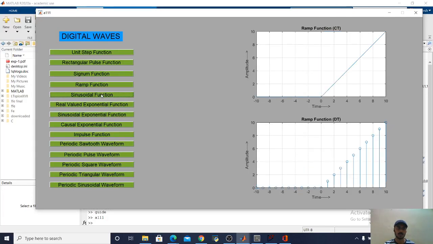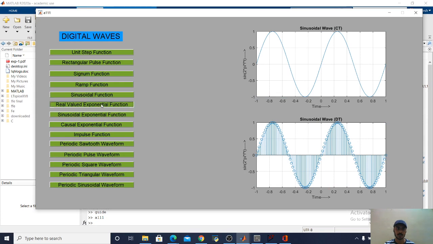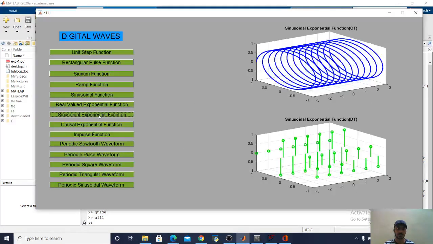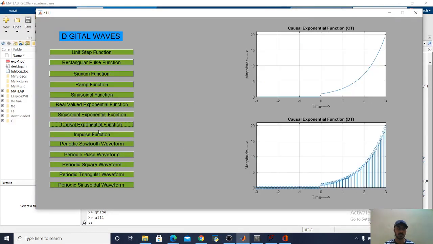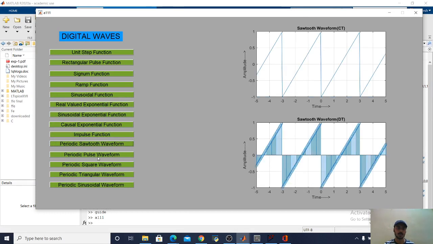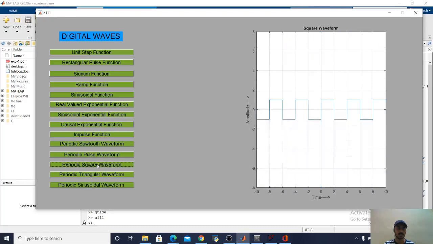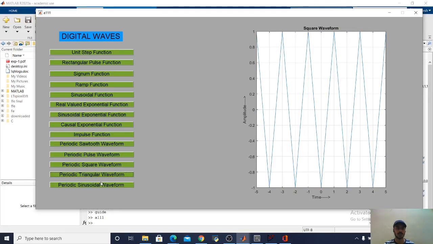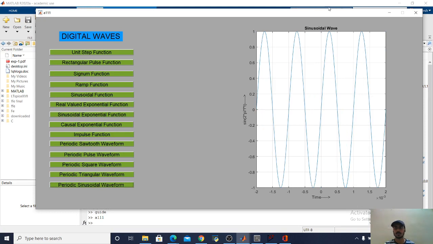Next one sinusoidal function, real valued exponential function, sinusoidal exponential function, causal exponential function, impulse function, periodic sawtooth function, periodic pulse function, periodic square waveform, periodic triangular waveform, and periodic sinusoidal waveform.